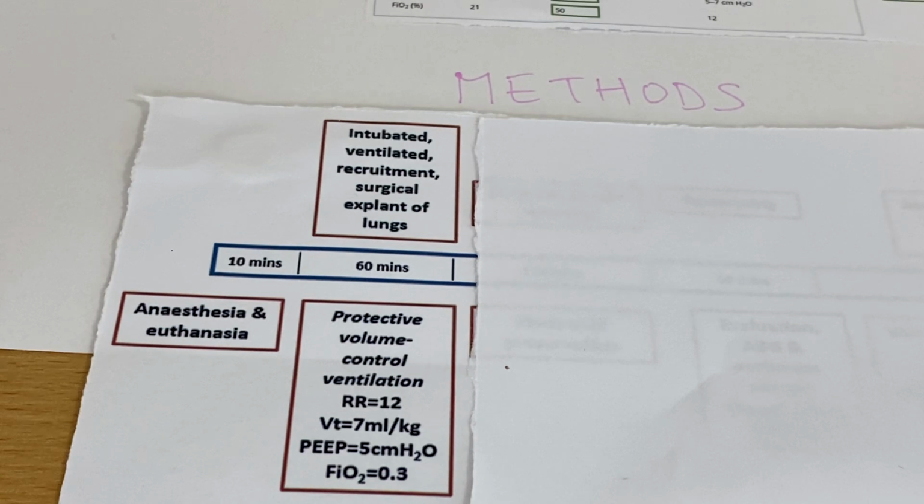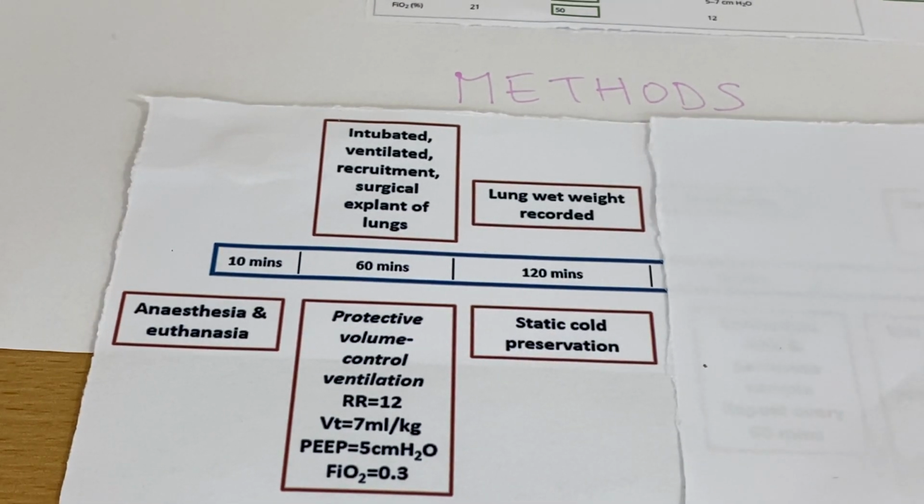Then they receive a recruitment maneuver, so this is just the delivery of high pressure for a short period of time, and it helps to open any alveoli that may have collapsed during the initial procedure. And then we surgically explant the lungs. Once the lungs have been explanted, they're flushed to ensure that there's no remaining blood clots in the lung. The lung wet weight is recorded, and they go on ice for 2 hours, which is called static cold preservation.